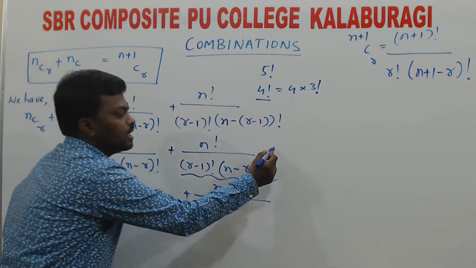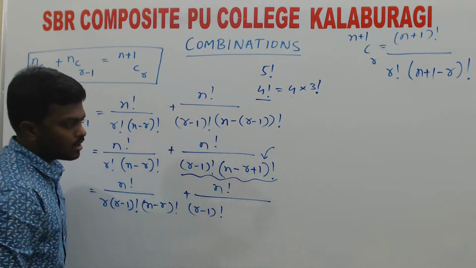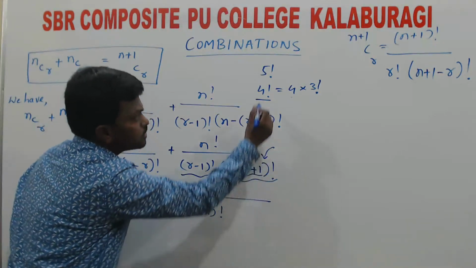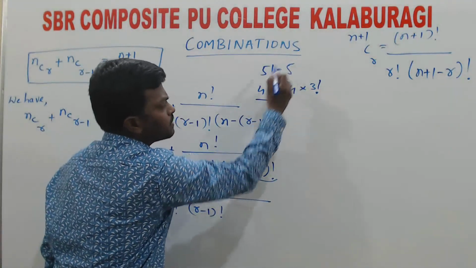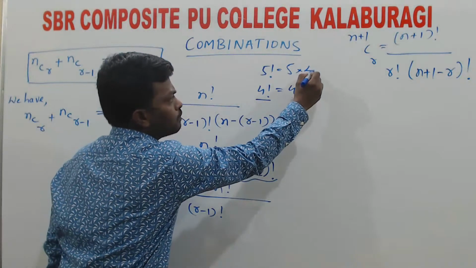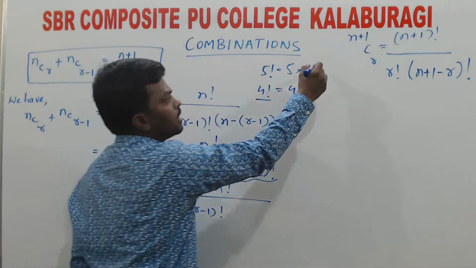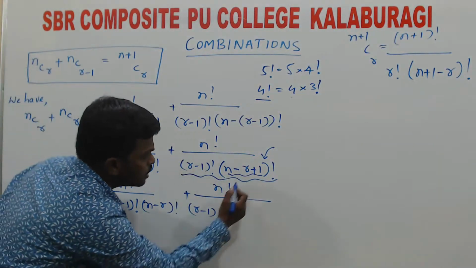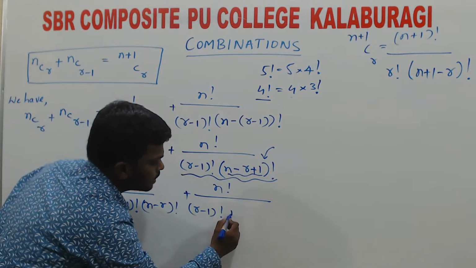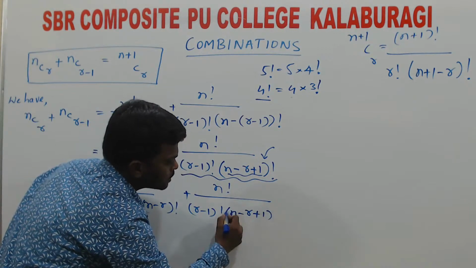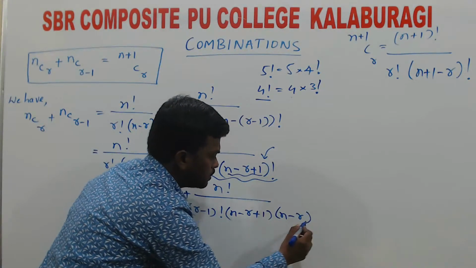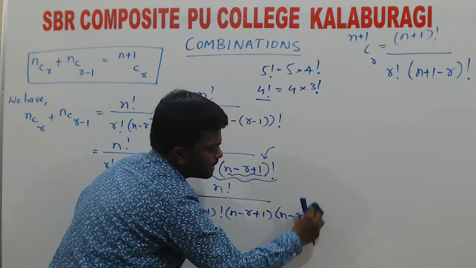Now I'll apply the factorial definition over here. Factorial starts with this term, right? So look here, 5 factorial starts with 5 into 4 into 3 into 2 into 1, or 5 into 4 factorial. Okay, students. So now n minus r plus 1 starts with n minus r plus 1, and gets reduced by 1 in the next term.